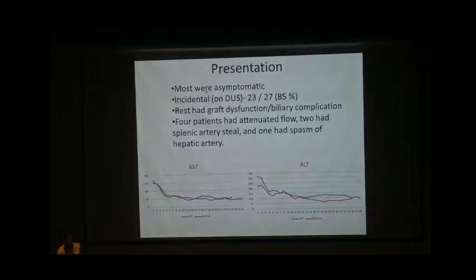Regarding presentation in our cohort, most of the patients were asymptomatic in view of frequent use of Doppler ultrasound, that is twice daily in the initial period. Almost 85% of the patients were asymptomatic, and the rest had graft dysfunction and biliary complications as their presentation. 4 patients had attenuated flow out of those 27 patients.